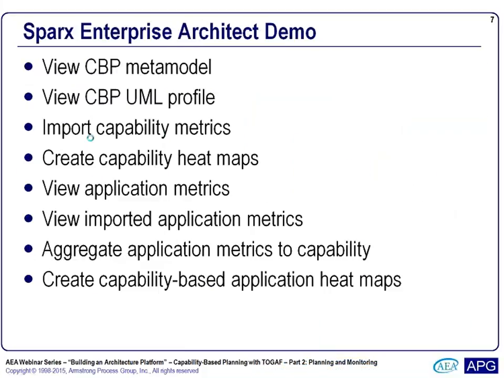So what I'm going to do here is show you some screenshots of some tooling in PowerPoint, and then flip to the live tool. We're basically going to review the Metamodel and the UML profile. We've already imported capability metrics and heat maps, but now we're going to import application metrics and map those to capabilities, and then create capability-based application heat maps, and then continue on the voyage in describing the baseline and the target architecture, identifying the gaps between the baseline and the target, and then identifying a set of requirements that are going to fulfill those gaps as it relates to delivering the target architecture through a series of work packages.